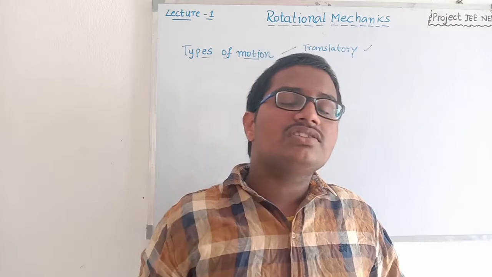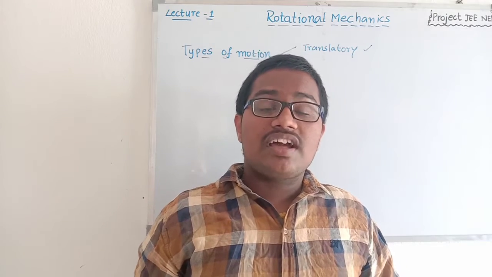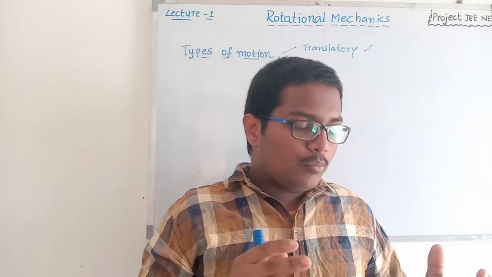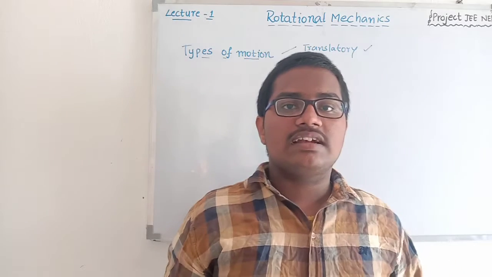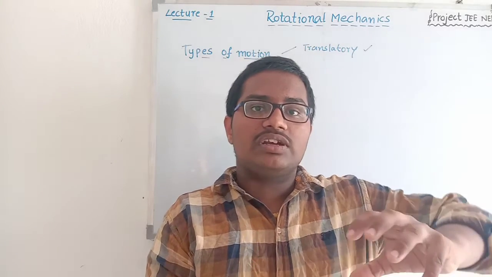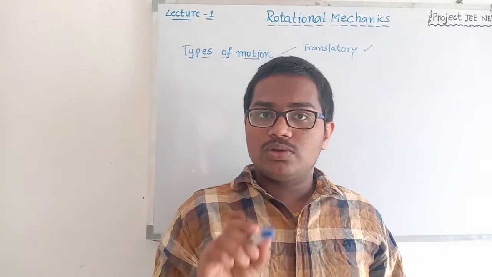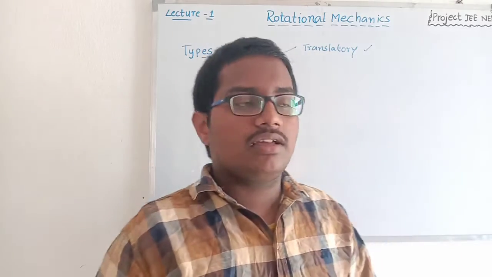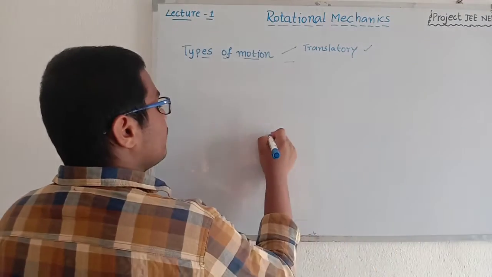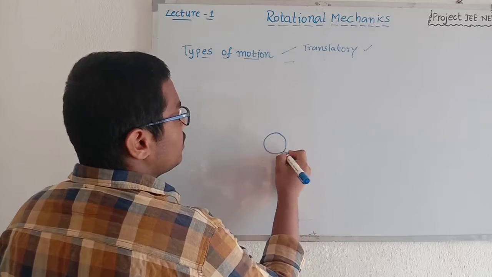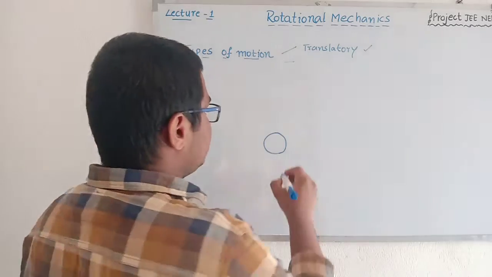What is the definition of translatory motion? Translatory motion indicates a movement of the body in a straight line without rotating about its axis. I know you all know the rotation topic. Here rotation means, if we use an object which is circular or, let's say, a shape.